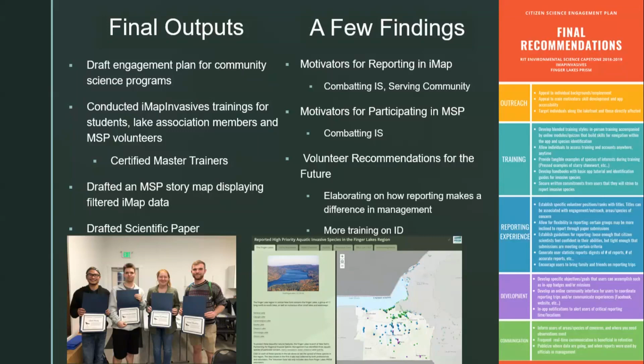So we looked at motivators for reporting in IMAP specifically, and the 2 main ones that we got back were combating invasive species. And people also said they wanted to serve their communities. The folks that were in the Macrophyte survey program at the time cited combating invasive species as the main reason that they were in the program and reporting.